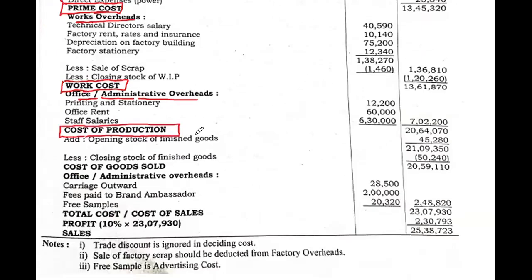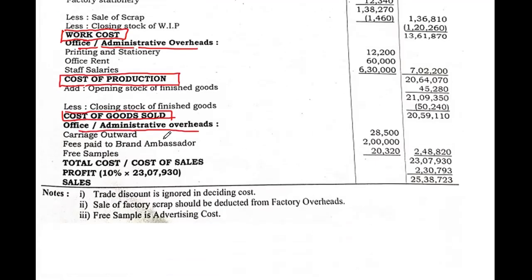In cost of production, we'll adjust the opening stock of finished goods and closing stock of finished goods. We will get the cost of goods sold. After the cost of goods sold, we will make an adjustment of the selling and distribution overheads. There's some printing mistake here. The expenditure which will be covered is called selling and distribution overheads. I'm writing it in short form, selling and distribution overheads.